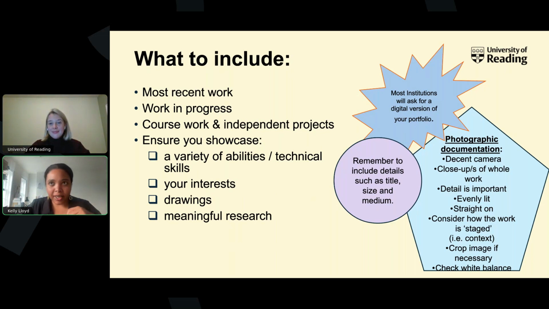Also feel free to put a pencil or a hand or a person within the photograph to show scale, especially for installation work. That's quite useful. You can crop the image if it's necessary. I would highly recommend cropping the image if that would make the focus of the work better. And then also be sure to check the white balance of the work. And you won't necessarily have to do that if you manage to find a spot which is evenly lit.